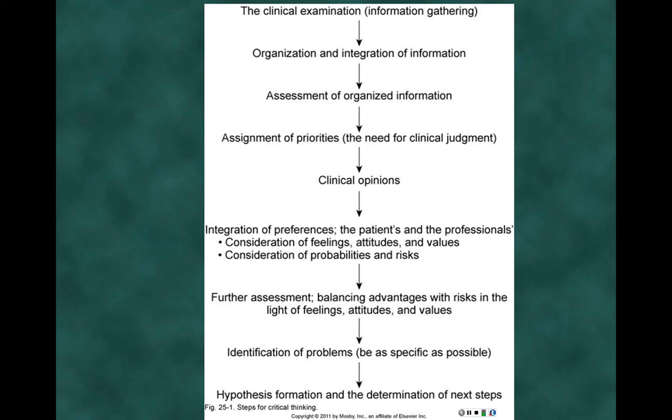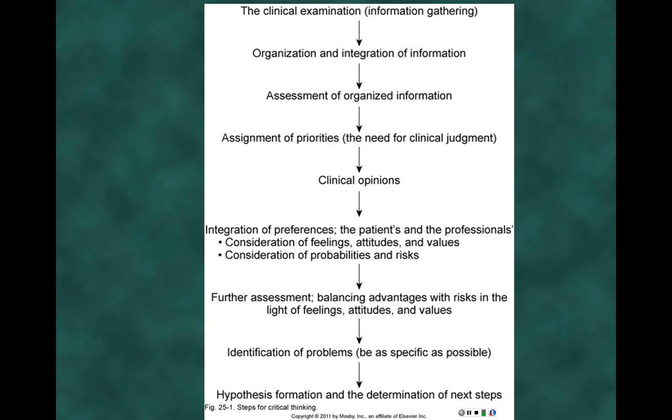You're going to organize and integrate this information into some sort of an assessment of all of this information. Then you're going to assign priorities, and that comes with your clinical judgment. This is where your clinical judgment comes into play. Clinical opinions, integrating preferences of the patient and the professional's needs will come into developing the next step. You have to look at your feelings, attitudes, and values, and then you're also going to look at probabilities and risks in terms of coming up with your decision.